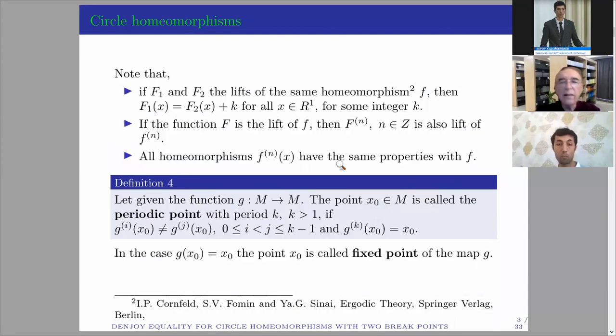Понятно. Ладно, go on. Okay, so when g(x0) is equal to x0, then the point x0 is called a fixed point of the map g.